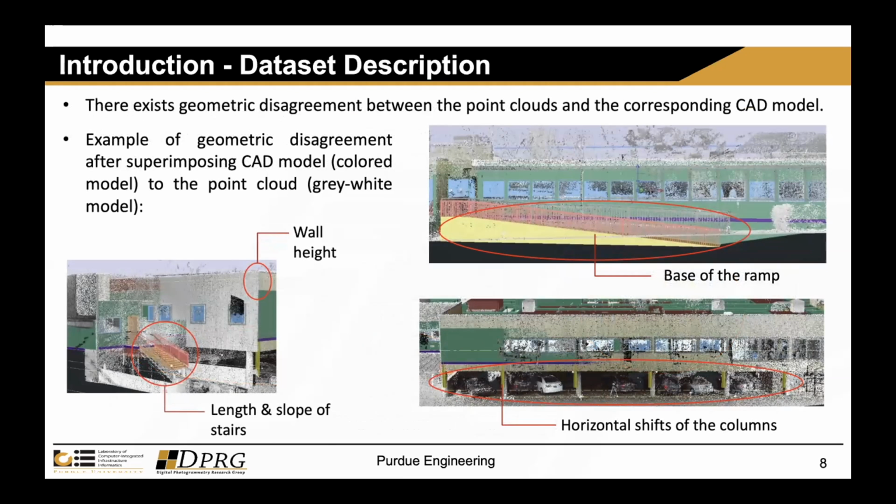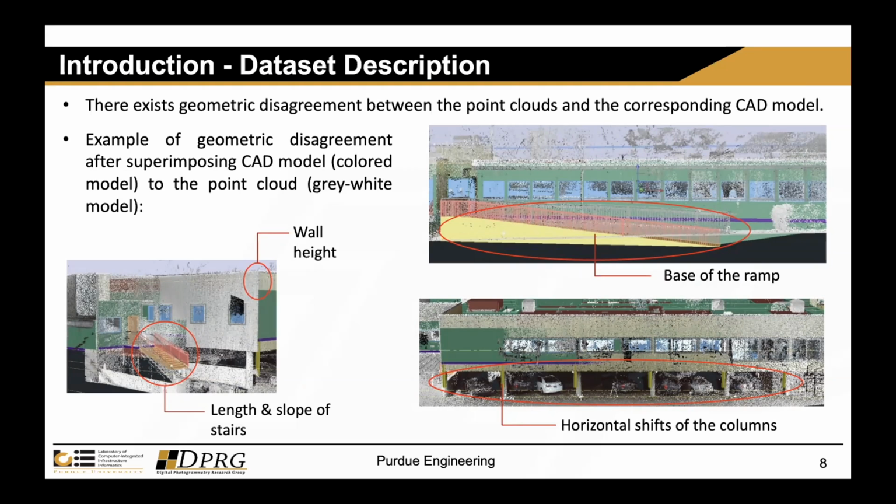And if we register the point clouds to the CAD model, we can also identify some geometric disagreement between them. So in these figures, the colored objects are the CAD models and the gray-white objects are the superimposed point clouds. We can see that in the figure at the left side, the stair has different lengths and slopes in the two files, and the point clouds show a higher wall height than the CAD model.